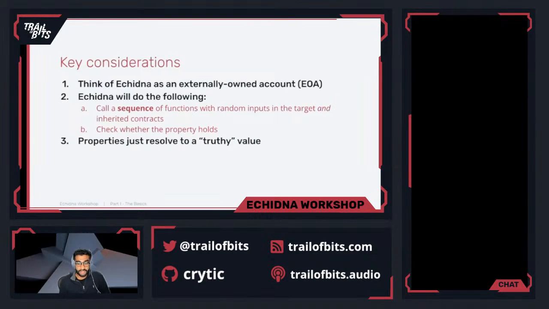So it's basically just message.sender. It's just sending out a bunch of transactions really fast in an educated way. So that is really a critical piece, and you'll see how this plays in when we look at the exercises together. And so Echidna does the following. It's an EOA. It's going to send a bunch of transactions, and this is how it does it. It'll call a sequence of functions with random inputs in the target and inherited contracts.